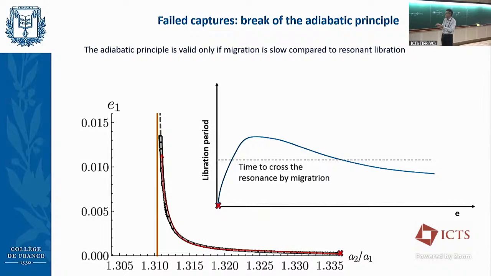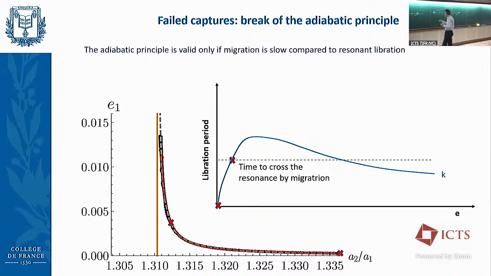So that means that as I attempt my resonance capture, so I attempt to follow the resonance locus, the eccentricity goes up and the libration period increases. So I can reach a point where the libration period is equal to the time to cross the resonance width. And when this happens, the adiabatic principle is broken.